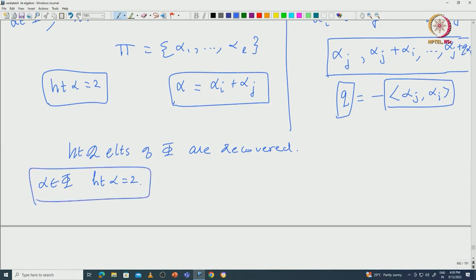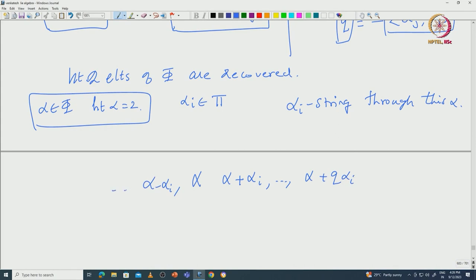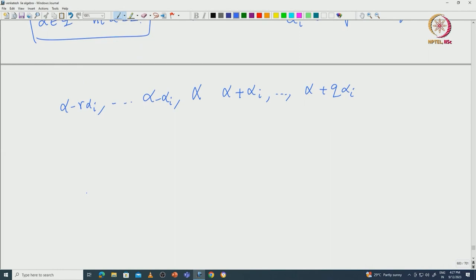So let us say you have alpha which has height 2. Then take alpha i from pi. Now look at the alpha i string through this alpha. You know that this has to start with alpha, and then you will be adding some alpha i, and so on, up to alpha plus q alpha i, where it will end. Similarly you will be subtracting some alpha i, ending at alpha minus r alpha i. So the very first climb, this r must be at most 1.